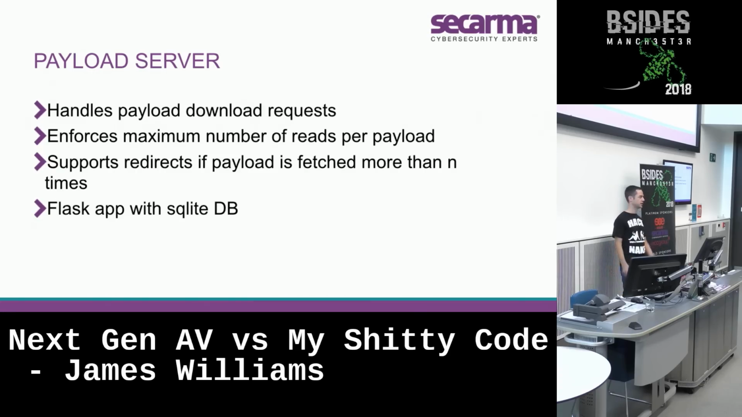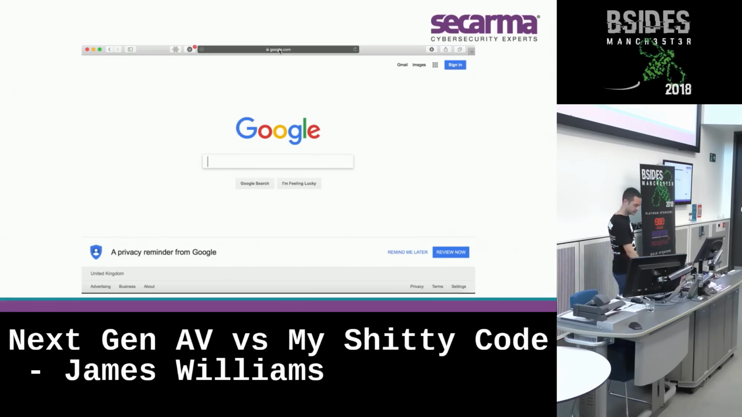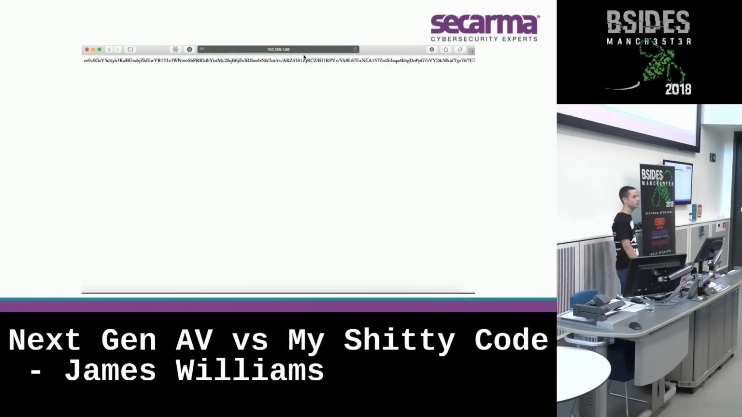So this is a Flask app. It's got a SQLite DB backend, so the payload builder just drops crypto keys and links to files on disk into SQLite with the number of counts that are allowed. This reads that database and says, has this been accessed more than n times? No, okay, send the encrypted file. Yes, send a redirect. So if the sound works, apologies for the slightly potato quality of the sound.